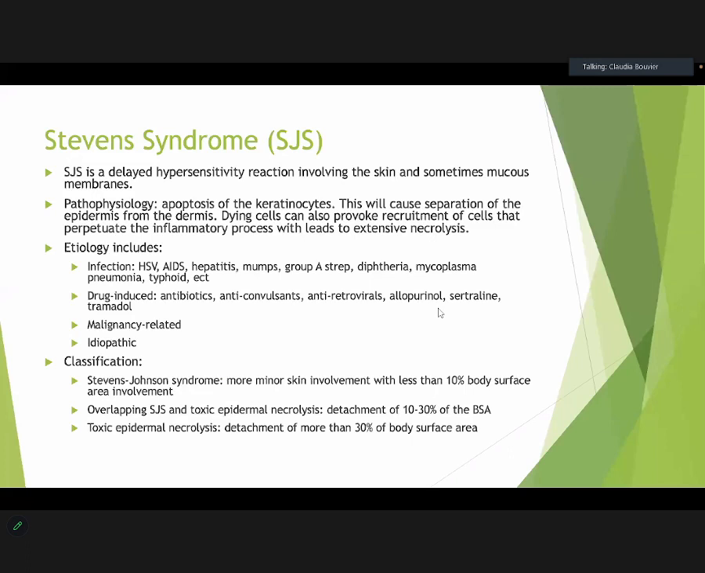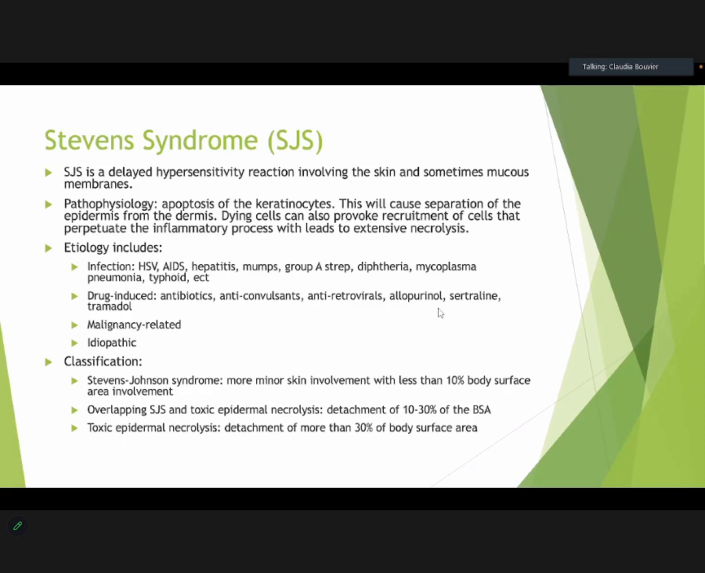Stevens-Johnson syndrome, and I'll use the abbreviation SJS sometimes just because it's a long one, is a delayed hypersensitivity reaction involving the skin and sometimes the mucous membranes. Usually you get death of the keratinocytes under the skin layer, and that causes a separation between the epidermis and dermis. This is how you get that blistering appearance. The dying cells then provoke recruitment of cells that perpetuate the inflammatory process, which leads to even more necrosis and cell death, and it becomes a vicious cycle.